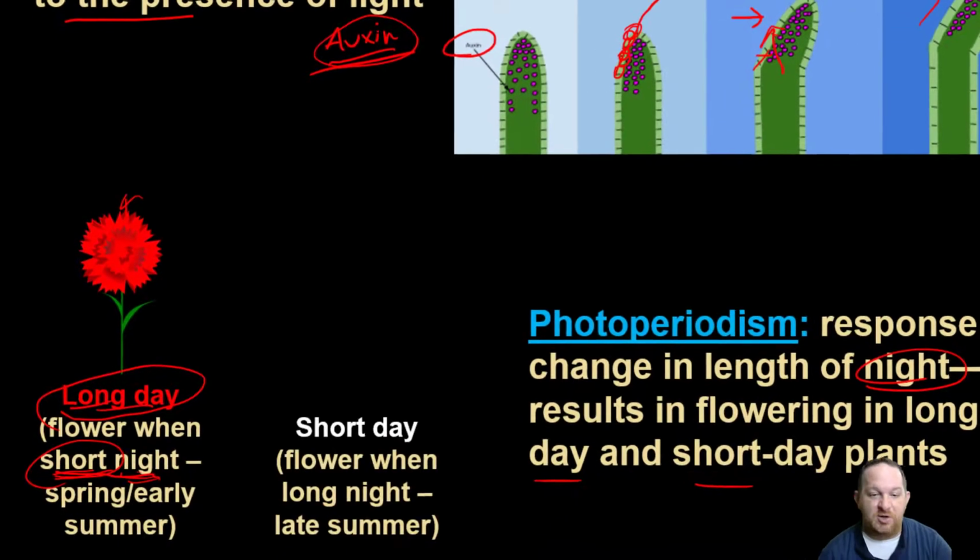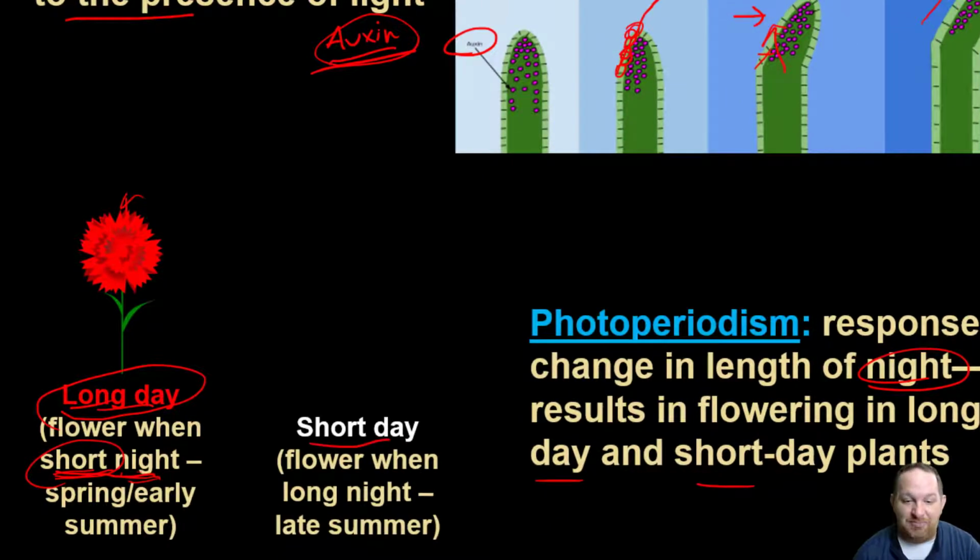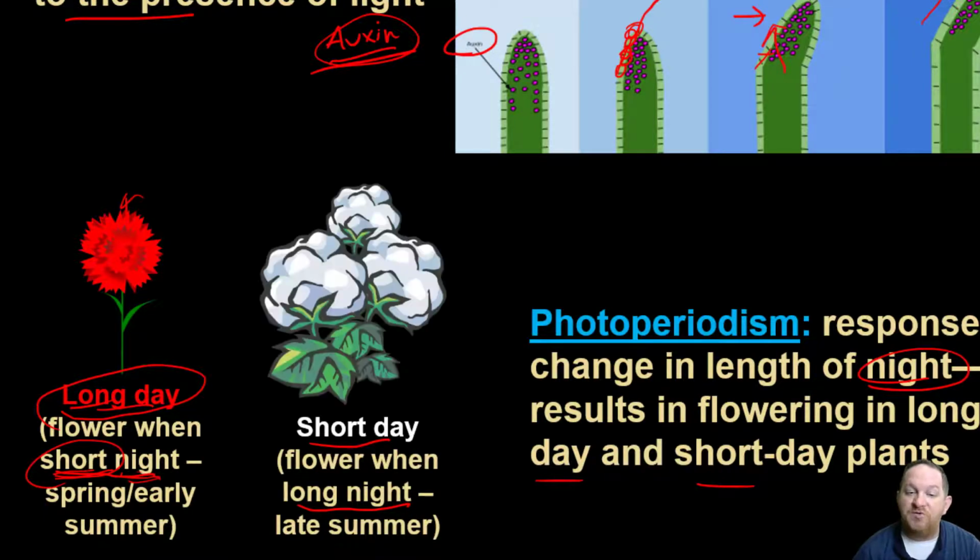Well, what's the other alternative? That would be a short day plant or a long night. So if you think about when there is a long night, like late in the summer, where we've passed the summer solstice and the nights are starting to get a little longer, days are starting to get shorter, we'll see things start to flower. Cotton is a prime example.